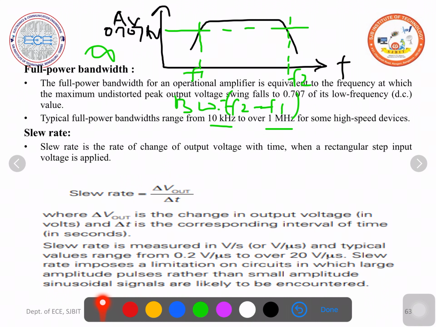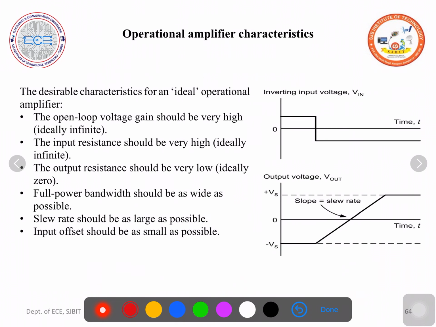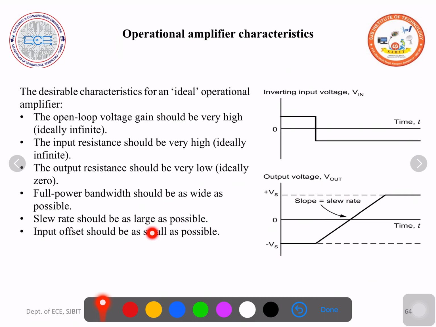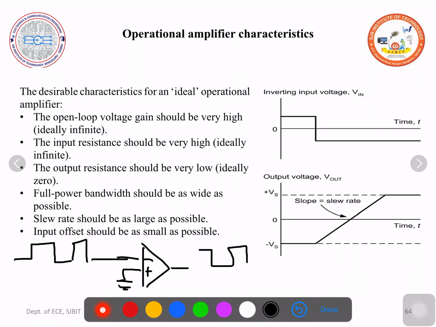Then slew rate. Slew rate is the rate of change of output voltage with time when a rectangular step input voltage is applied. Usually the unit is volts per microsecond. So here we will see the slew rate. We will apply a step input. Observe where we have applied it. Usually the input is applied to the inverting terminal. Unless otherwise specified, always assume the input is applied to the inverting terminal.